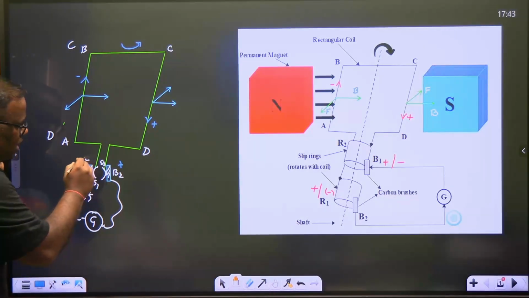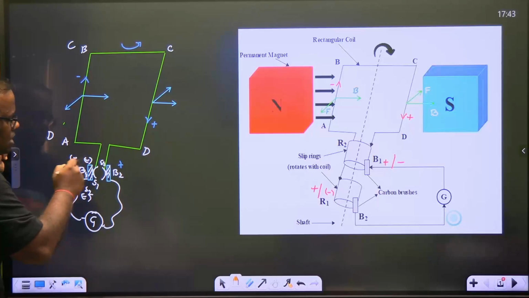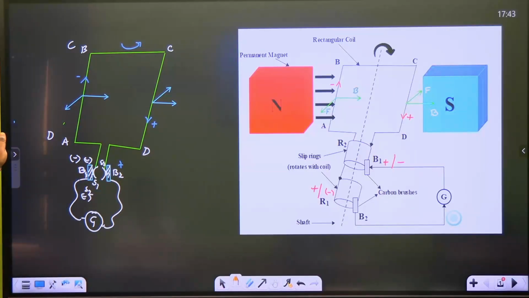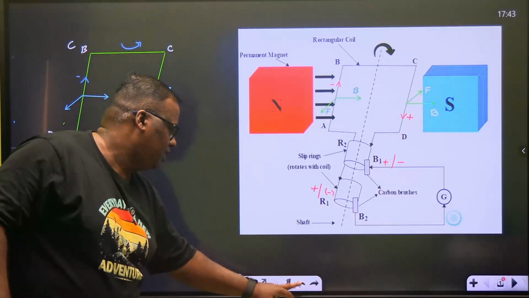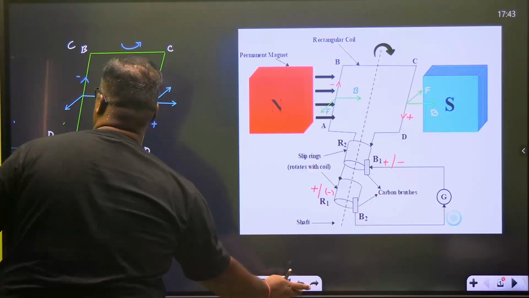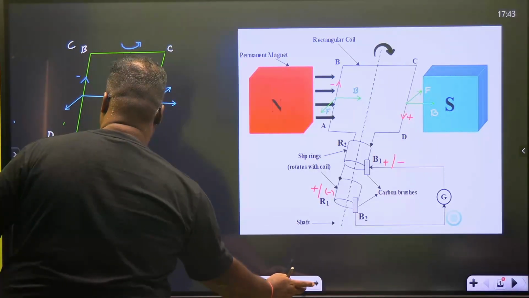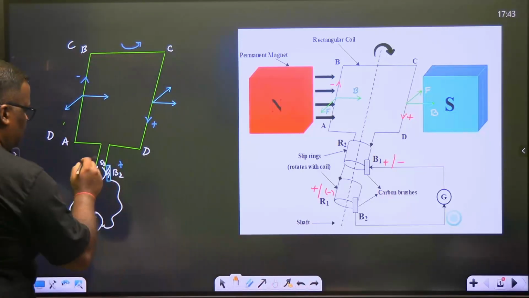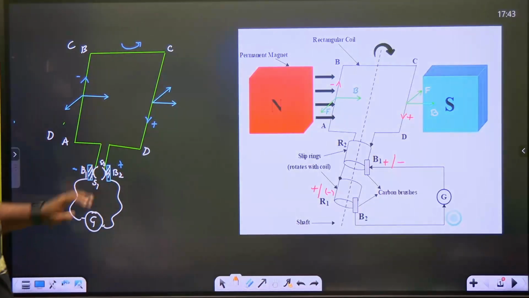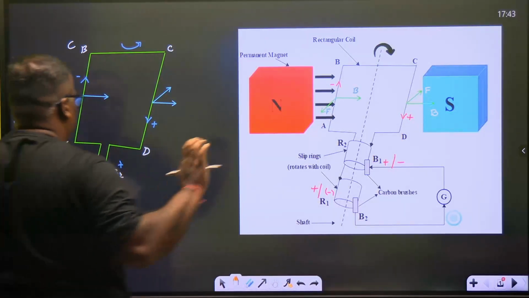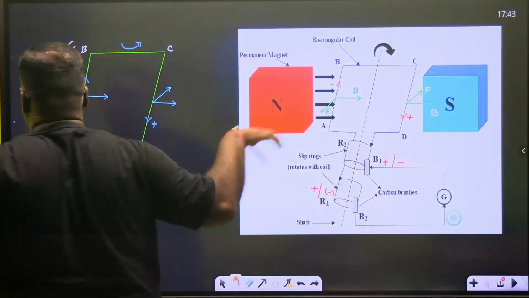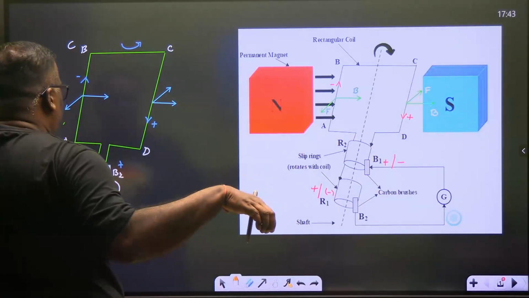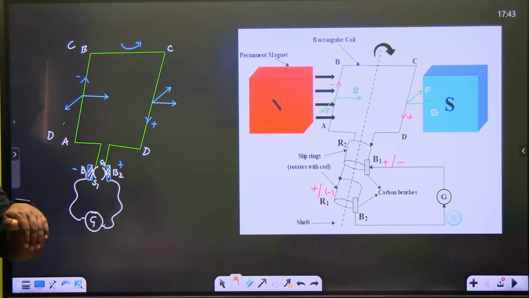B1 was earlier sensing negative. Due to the rotation also it is sensing negative. Did you understand this thing, or should I repeat it once again? Yes, they're touching B1 and B2. So once again, let's start the discussion once again. Don't worry. B1 was sensing negative. Now, this is CD. CD carries the S2 along with it and comes in contact with B1.